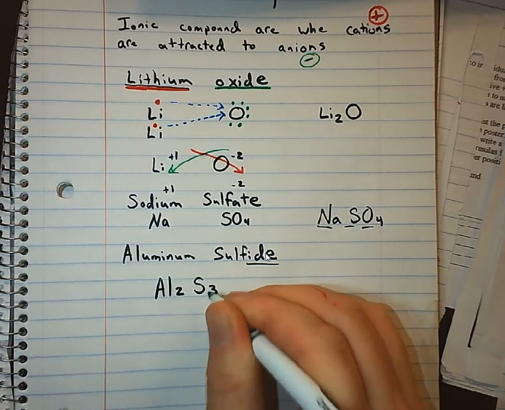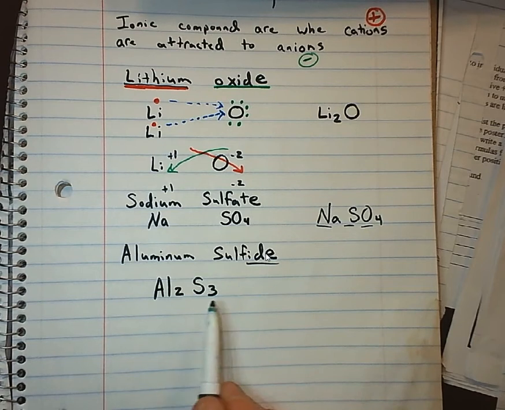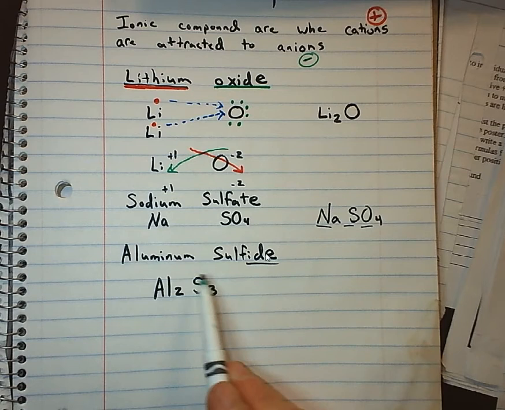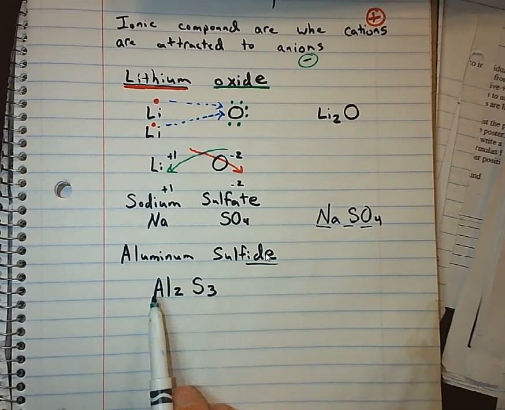This is our chemical formula for aluminum sulfide. Okay, we have 5 atoms altogether. We're made up of 2 elements. This is still one compound.